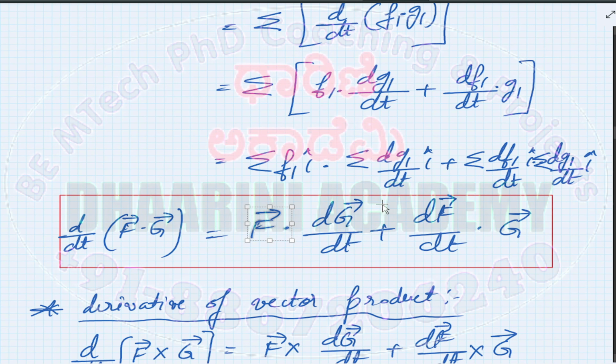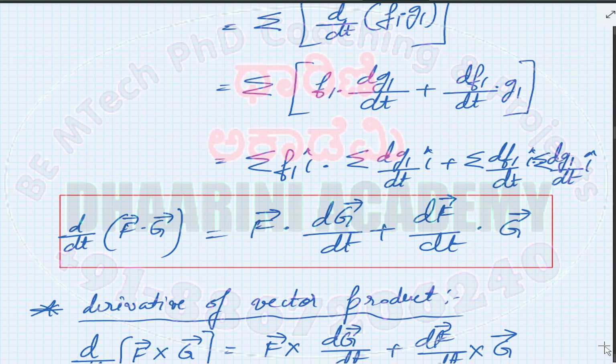Okay, same thing. dg1 by dt, its summation indicates all the terms, which gives you the complete vector g. Right, same thing is applicable to the next term, and we fill it like this. So you can see that we have proved this particular identity. This rule is important, and we are going to apply it whenever we want to find the differentiation of a dot product.